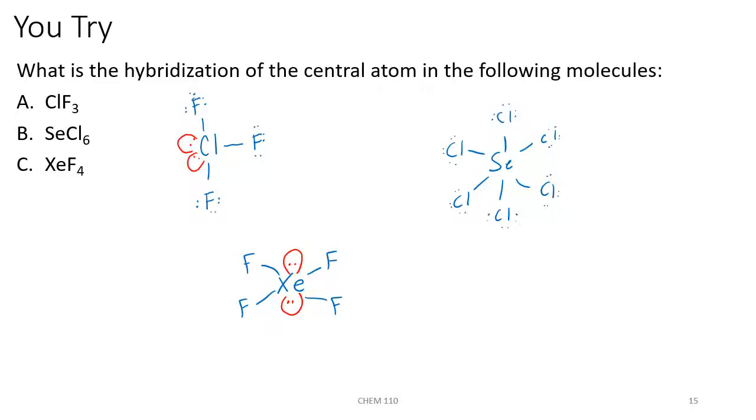So our VSEPR classes here for ClF3 would be AX3E2. For SeCl6, it would be AX6. And for XeF4, it would be AX4E2. So in our very first one, for ClF3, we have a total of 5 domains around our central atom, 3 bonding, 2 non-bonding. So our chlorine needs 5 hybrid orbitals of equal energy to have a home for the lone pair of electrons and for the bonding electrons.